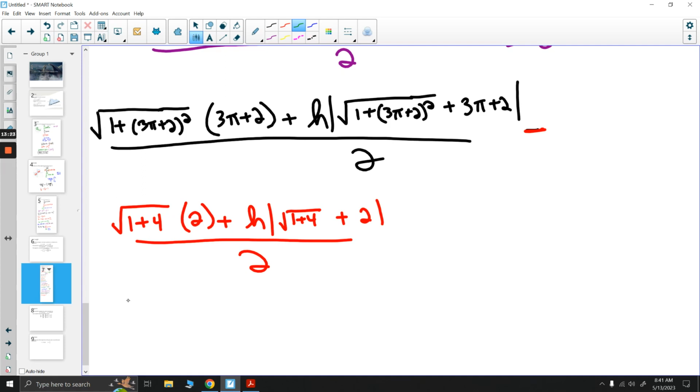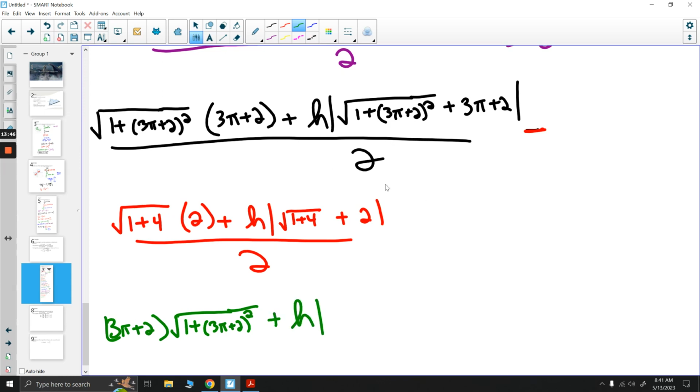So let's clean this up just a tad. We have 3 pi plus 2. I'm just putting this in front of the square root. Square root of 1 plus (3 pi plus 2) squared. I know that I could certainly distribute this thing, but it really wouldn't make it any better. So I'll just leave it alone. Plus natural log.